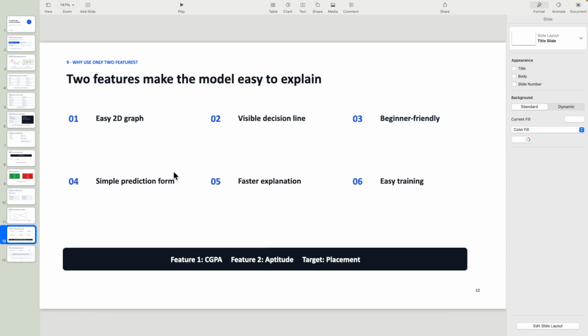Using two features makes the project easier to understand and visualize. The advantages: easy to display on a two-dimensional graph, easy to understand the decision boundary, suitable for beginners, easier for model training, easy to predict from, and easier to explain during the presentation. Like some example of the CGPA and aptitude and the target value. The first feature is our CGPA, the second feature is the aptitude, and then the target.